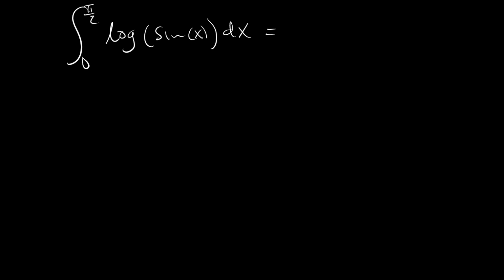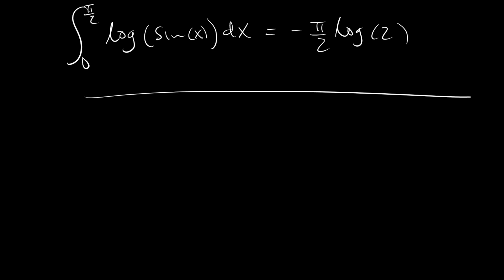In other words, our big integral from 0 to pi over 2 of the natural logarithm of sine of x is equal to negative pi over 2 natural logarithm of 2. And that is our answer.